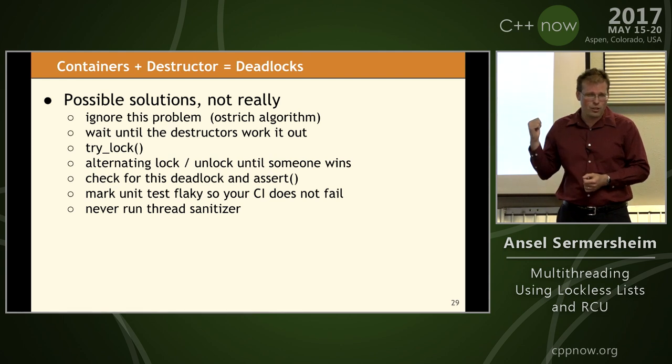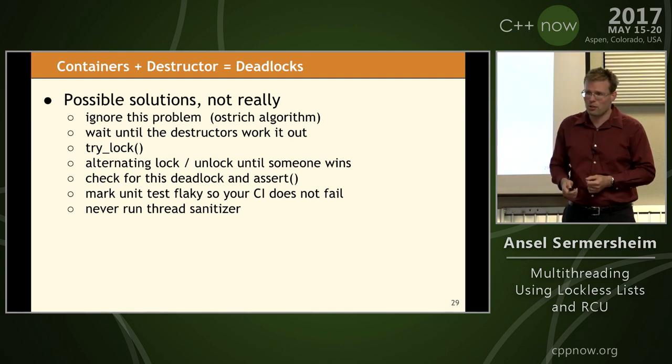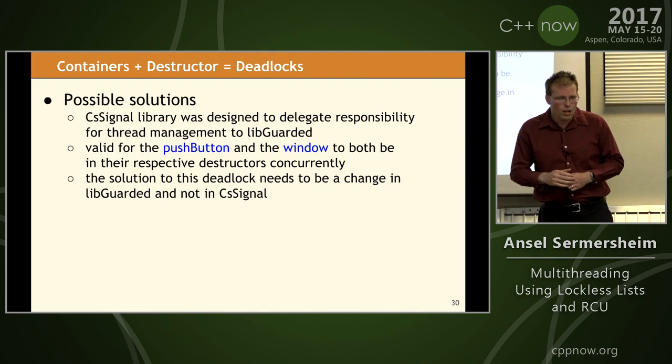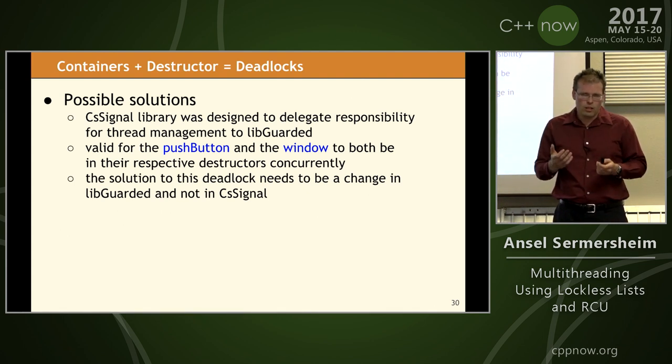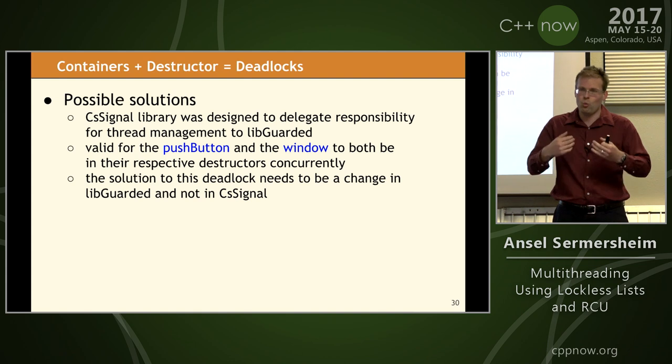I don't like any of these solutions. These aren't really solutions. So we looked at this and we said, well, CsSignal is delegating responsibility for all of its thread awareness and multi-thread safety to libGuarded. It's completely valid for both of these destructors to be running concurrently in a multi-threaded program. That's not the bug. And the solution to this deadlock needs to be a change in libGuarded, not in CsSignal. It shouldn't be CsSignal's job to work around a limitation in the multi-threading library.